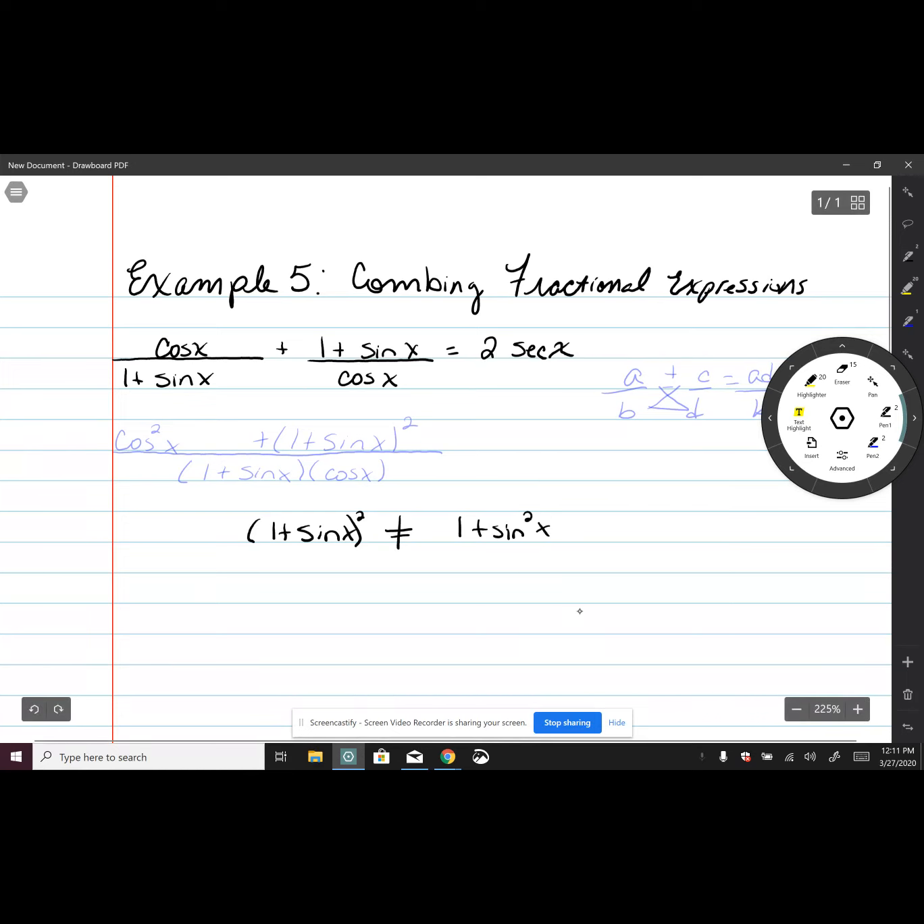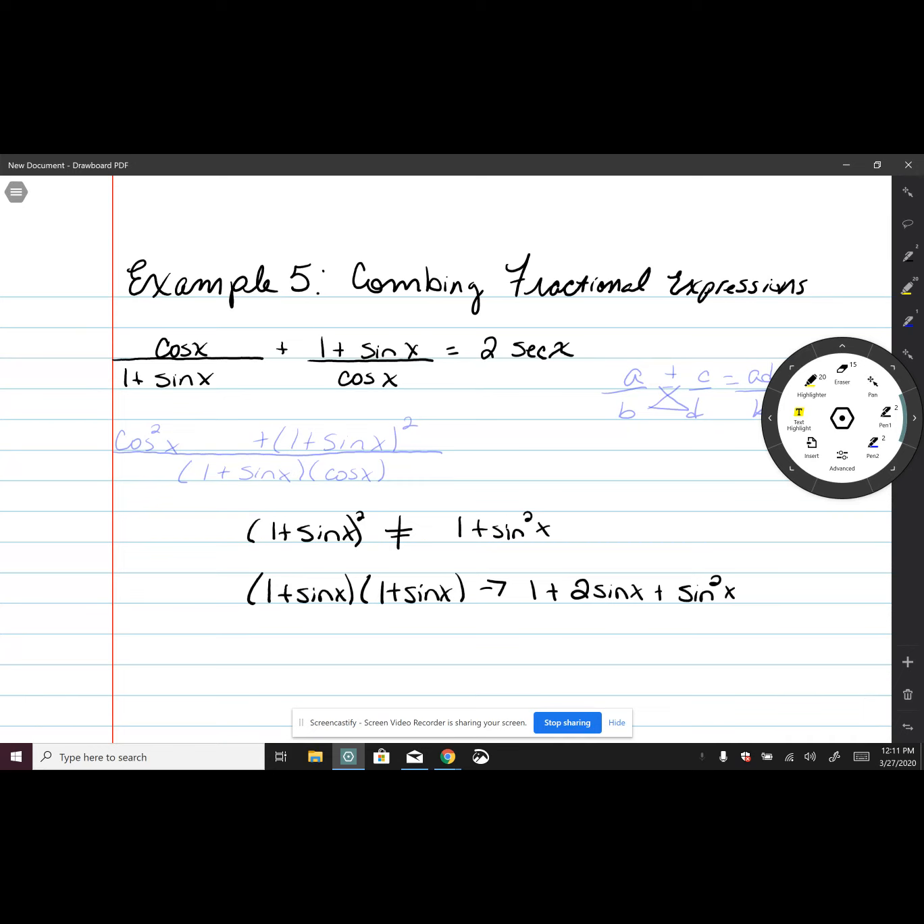So this means I've got 1 plus sine x times 1 plus sine x. We are going to expand this out, and I get 1 plus 2 sine x plus sine squared of x. Now, for those of you who are wondering where the 2 sine x came from, well, you have one set right there, and you have the other one right there.